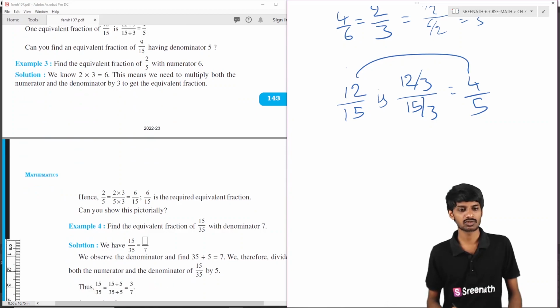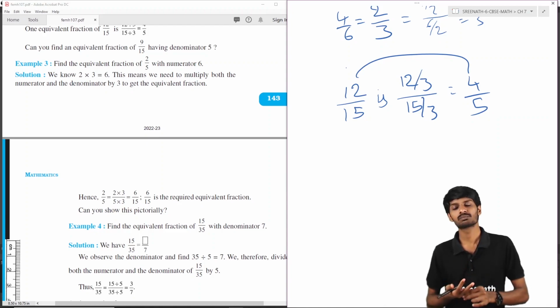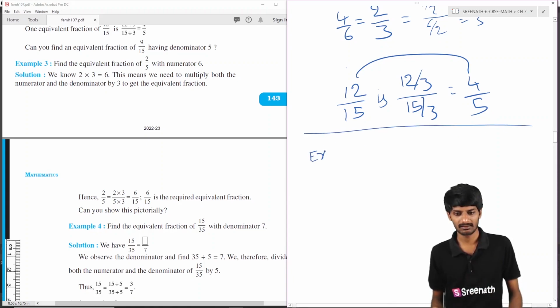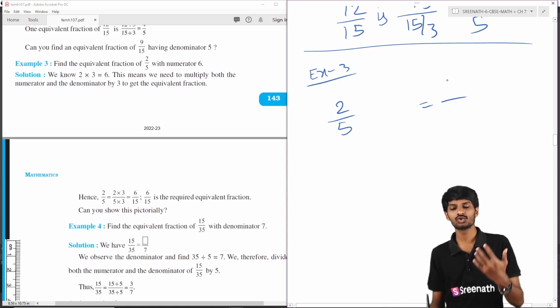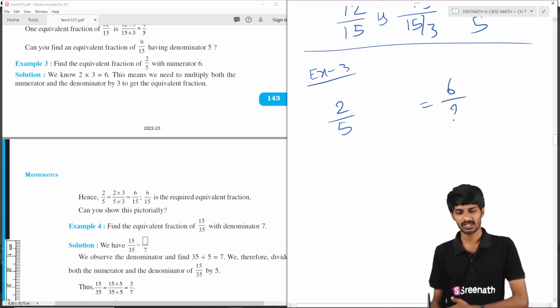So there is an example, students. Find the equivalent fraction of 2 by 5 with numerator 6. So we have to find the equivalent fraction, and the condition is it must have the numerator 6. So students, that is example 3. The numerator is given, that is 6, whatever the denominator. So the numerator is fixed, students.